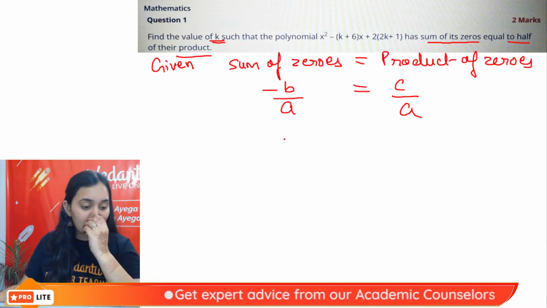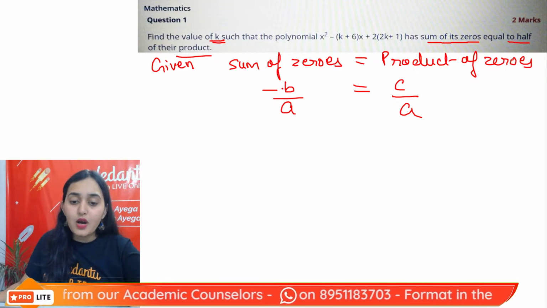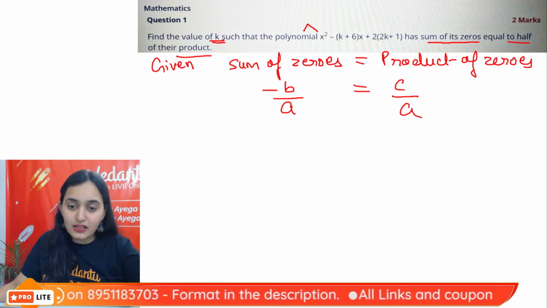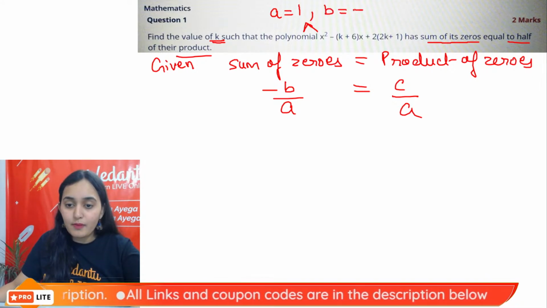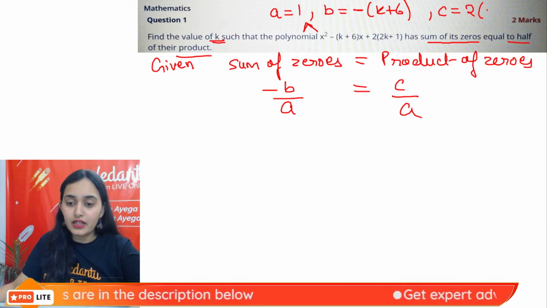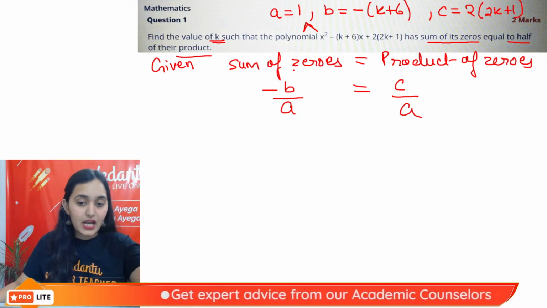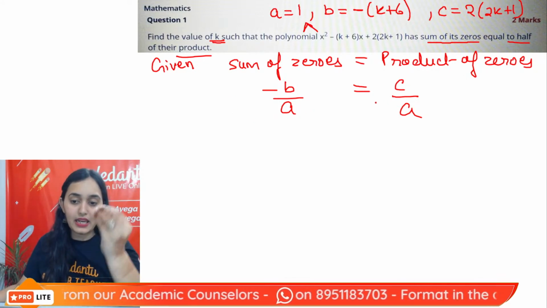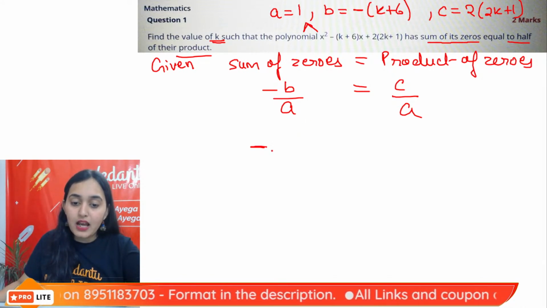Now in the question, they have given you that they are equal. Put everything in the formula. What is the value of minus b? Tell me, what is the value of minus b? So in this question, a is equal to 1, b is equal to minus of k plus 6, and c is equal to 2 into 2k plus 1. This is given in the question. So simple. Sum of zeros is equal to product of zeros. Minus b upon a is equal to c upon a. It is given in the question. Simply put it in the formula.